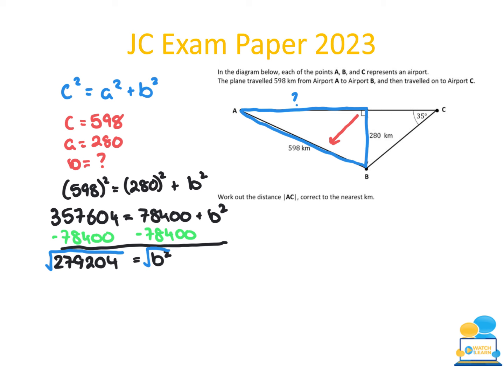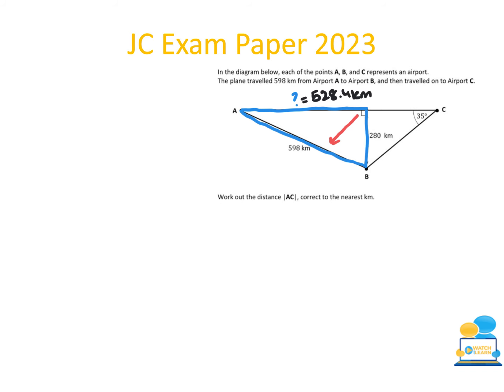That will then give me a value of b is equal to the square root of 279,204, which is 528.4 kilometres. So that's the first part of my question. I now know that the length of this missing side in the first right angle triangle is 528.4 kilometres. In the second part of my question, I'm going to use my second right angle triangle.